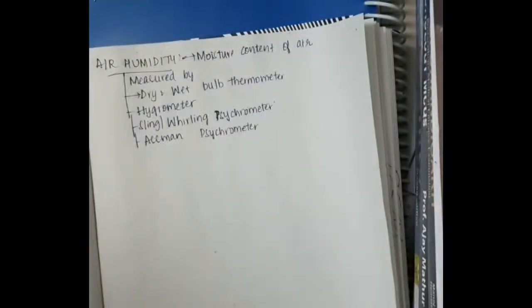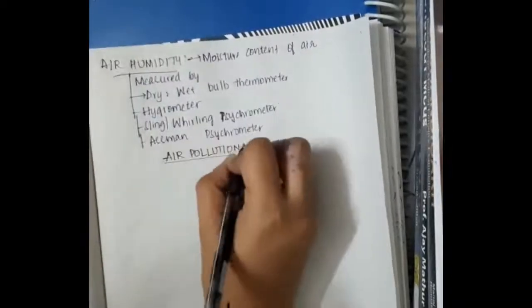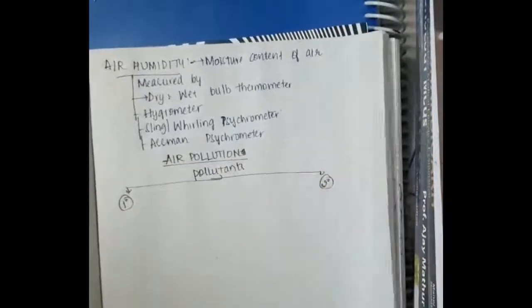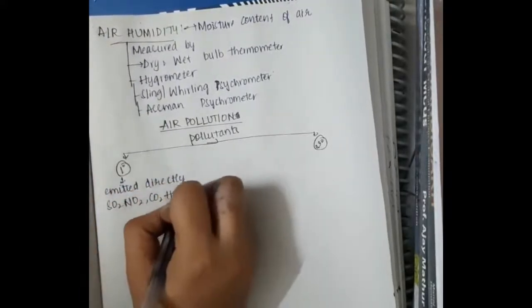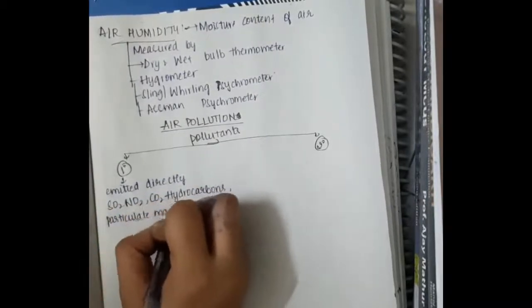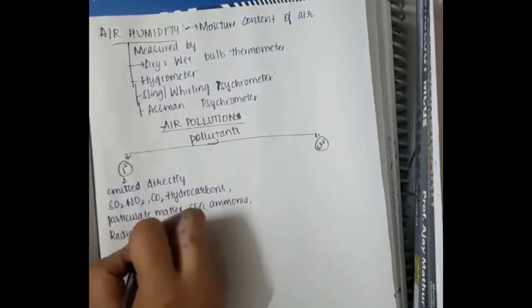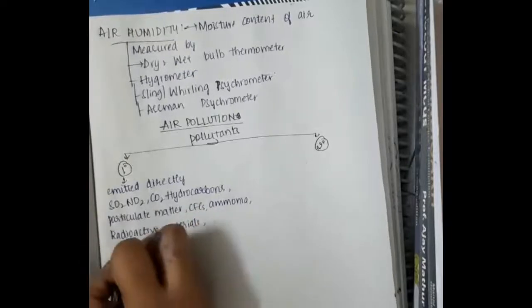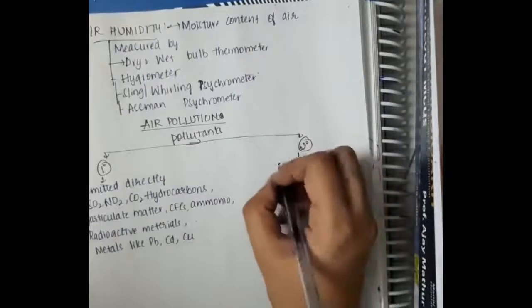Then an important topic is air pollutants. Air pollutants are of two types: primary pollutants and secondary pollutants. Primary pollutants are those emitted directly. That includes sulfur dioxide, nitrogen dioxide, carbon dioxide, hydrocarbons, particulate matter, chlorofluorocarbons, ammonia, radioactive materials, and metals like lead, cadmium, copper.